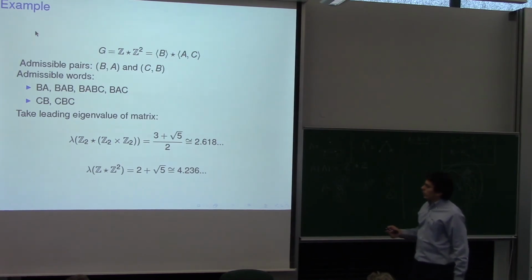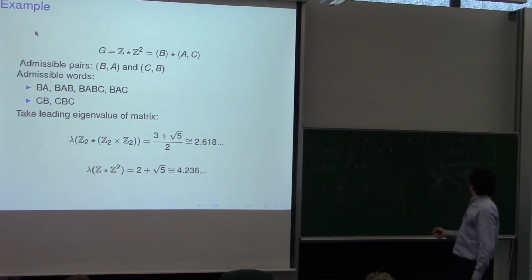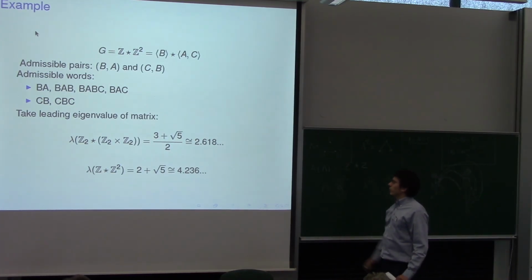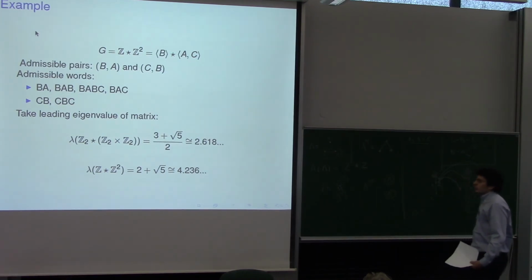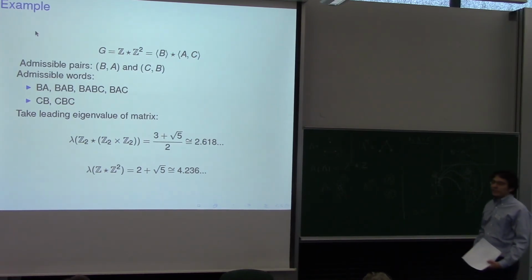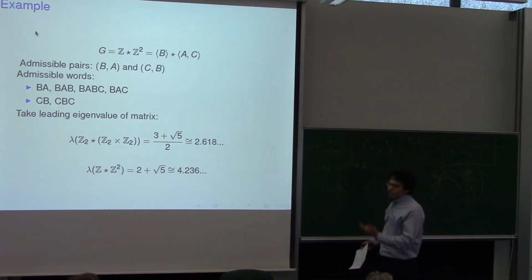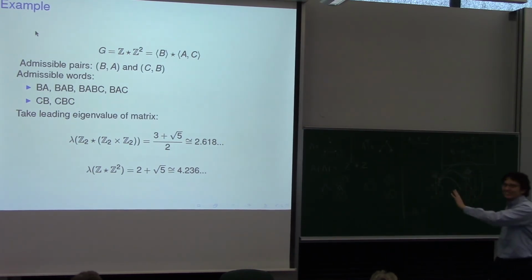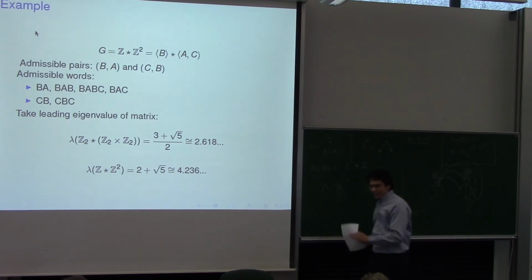And then for the right-angled Artin group, you get a 12 by 12 matrix, and you can compute this, and you get 4.2. And it's reassuring because the free group on 2 generators has growth 3, and the free group on 3 generators has growth 5. So this number is between 3 and 5, which I think is good.